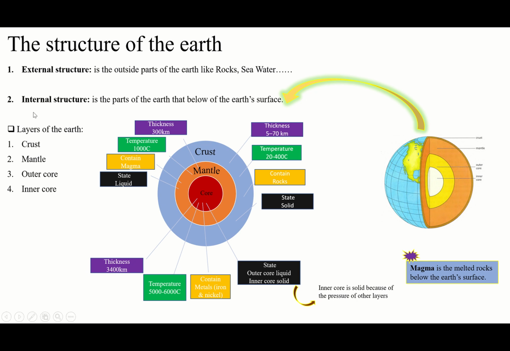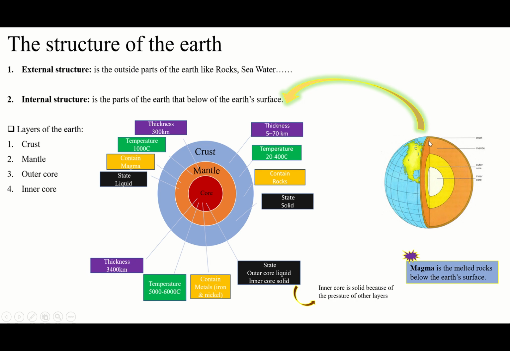And so what is internal? We say it's completely opposite, right? So it means so easy. Internal structure is the parts of the Earth that are below the Earth's surface. It means we have the Earth's surface here, right? We said whatever is above the surface, whatever is on the surface is external, right? So make it opposite. Whatever is below the surface of this Earth is going to be internal structure.